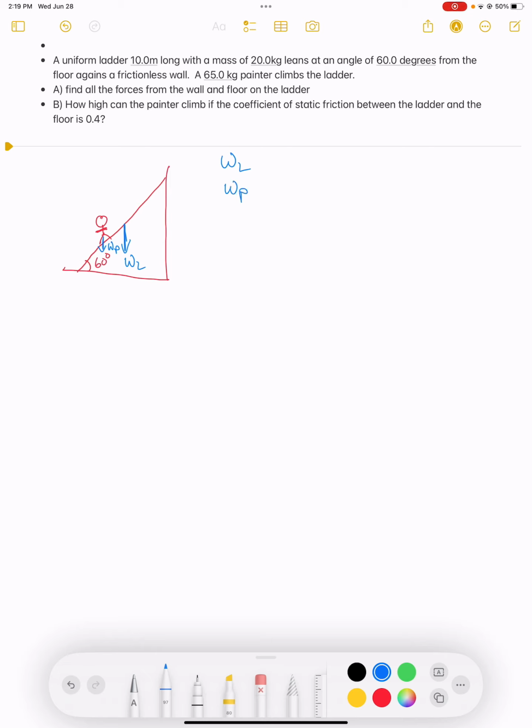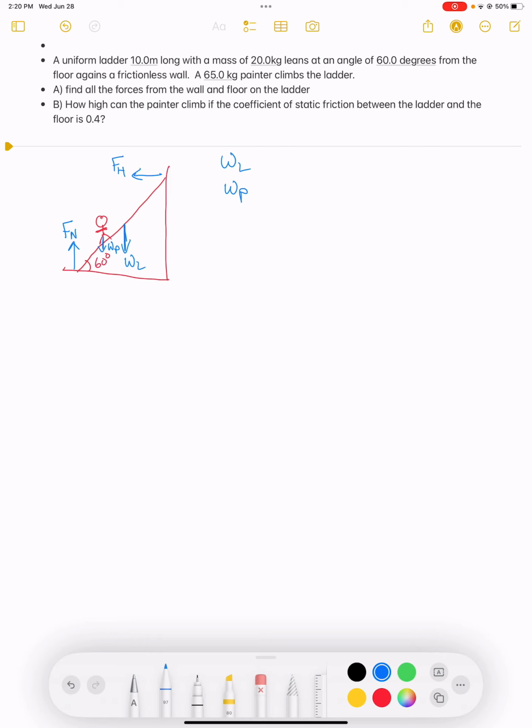Right, what other forces do I have? Well, we know that if the floor weren't there, the ladder would fall through the floor. So we better put a normal force upwards from the floor. And similarly with the wall, if the wall weren't there, the ladder would fall through the wall. So I'm going to have a horizontal force from the wall.